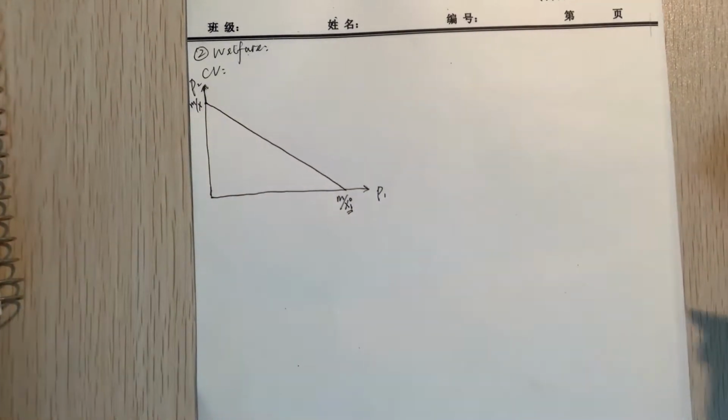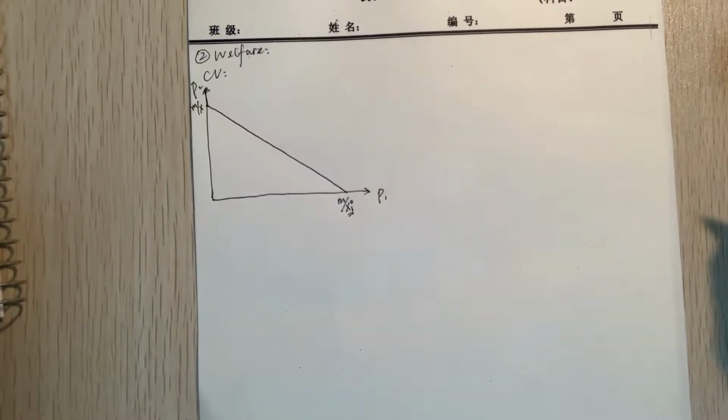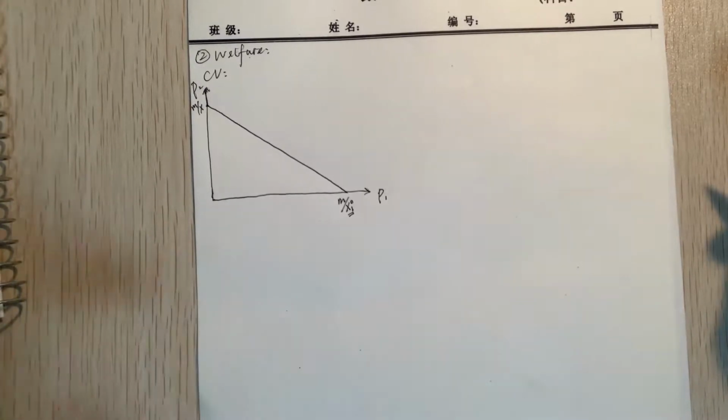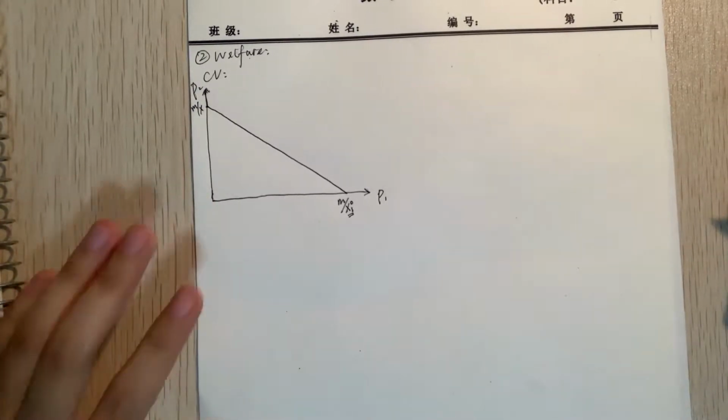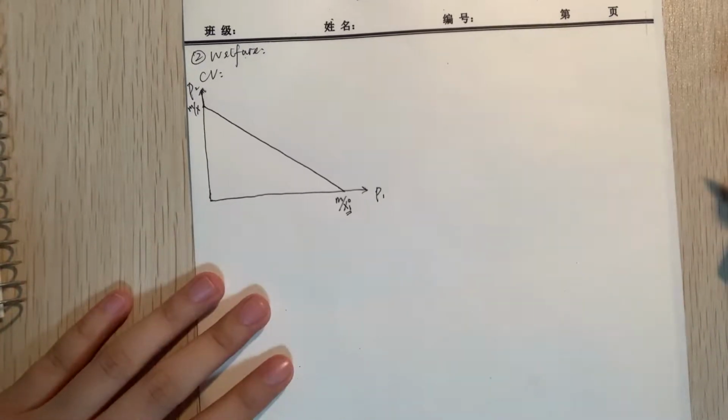Now I'm going to talk about the welfare measure in inverse demand system. So the first thing I want to talk about is compensating variation. Similar to direct demand system, we will set up the budget constraints here and see how we can get compensating variations with a change in quantities.